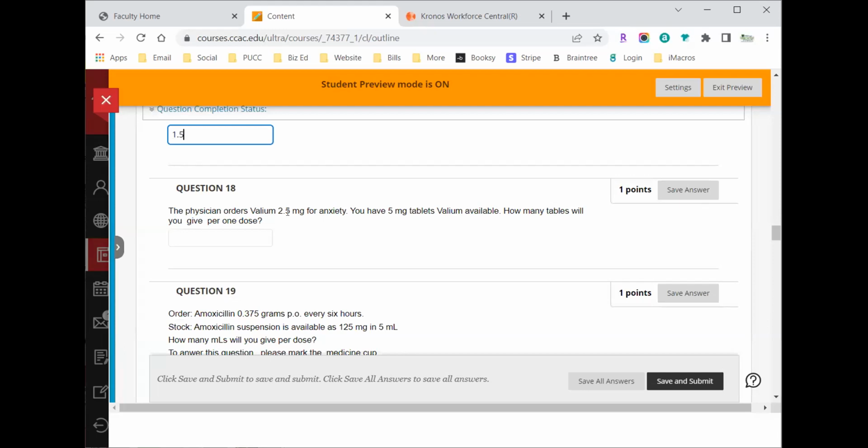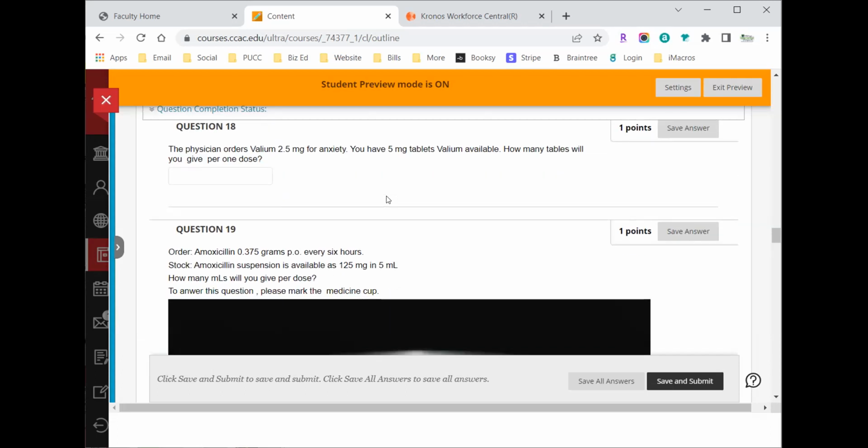You have Valium 2.5 milligrams for anxiety, 5 milligrams available. How many tablets, that's supposed to be tablets, not tables, will you give per 1 dose? So I'm going to do a couple things. You can just do ordered over half. 2.5 is the order divided by 5. And you're seeing it, you're going to get a half dose.